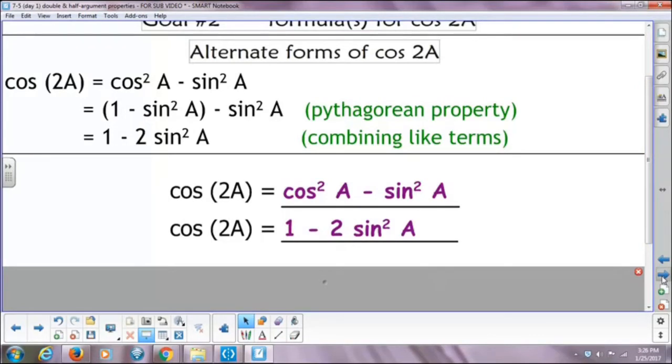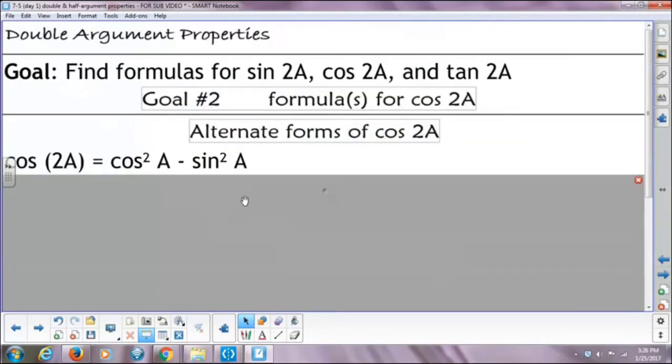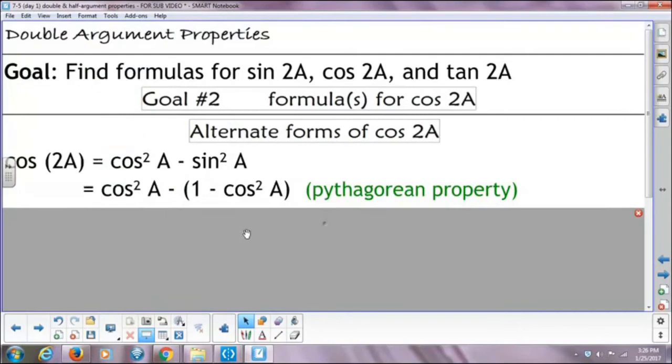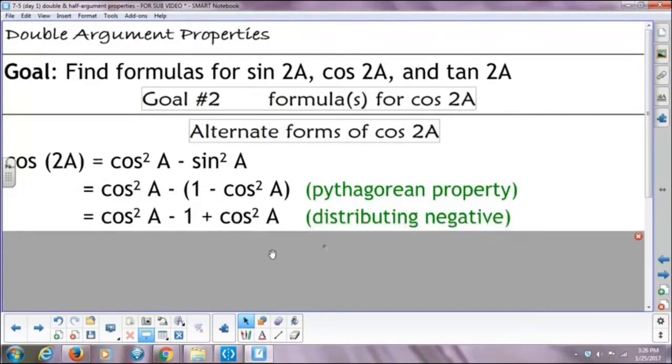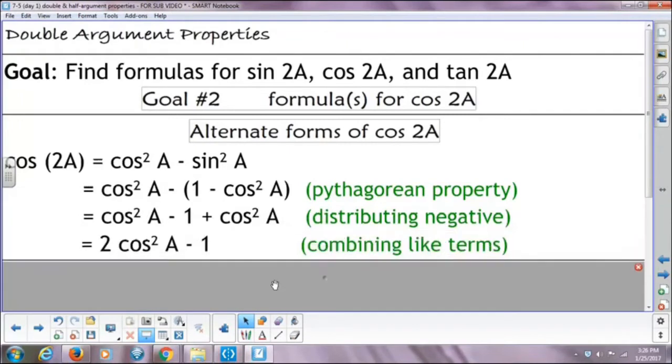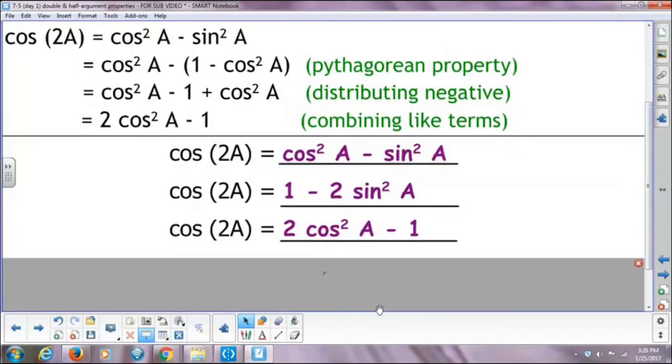And then there's actually a third one, but you start back with that first one we found. And this time, instead of substituting for cosine squared of a, you substitute for sine squared of a using Pythagorean. And you need to make sure you distribute that 1 properly. So it's going to be minus a negative cosine squared. So it's going to be plus cosine squared. And then you combine like terms, and you have 2 cosine squared of a. So there are all 3 of the double arguments for cosine. You're really going to want to memorize all 3 eventually.